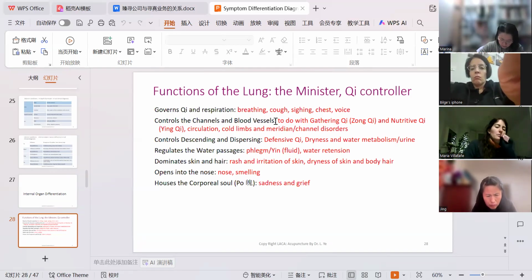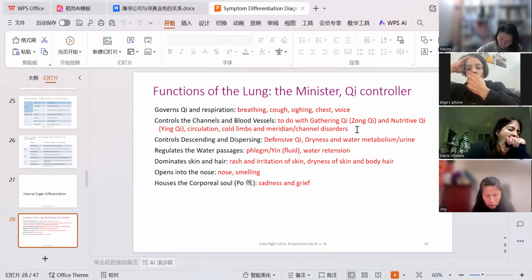It controls the channels and blood vessels to do with gathering qi, zhongqi, and nutritive qi, circulation, cold limbs, and meridian channel disorders. And then the lungs also control descending and dispersing. This relates to defensive qi, the keyword. So dryness, water metabolism, and urine can also be related, because of descending, going downwards.